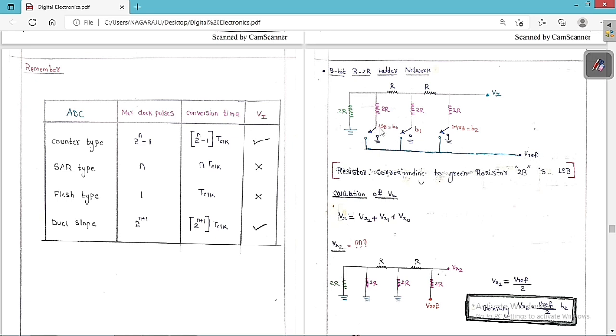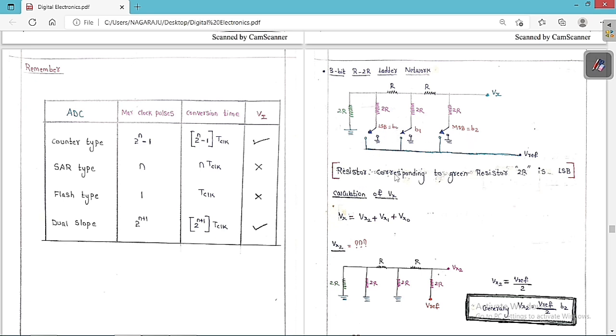And here we are going to keep the switches. Here three switches we are going to keep. Let me assume this is the LSB, this is the MSB. So the farthest one is the MSB and this one is called the LSB, which are B0, B1 and B2.